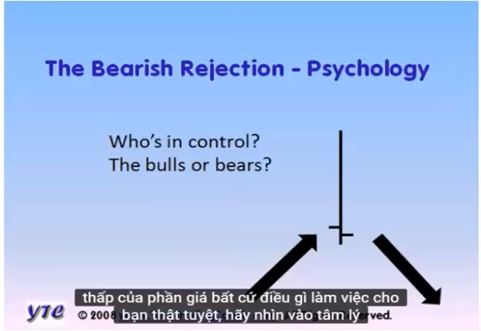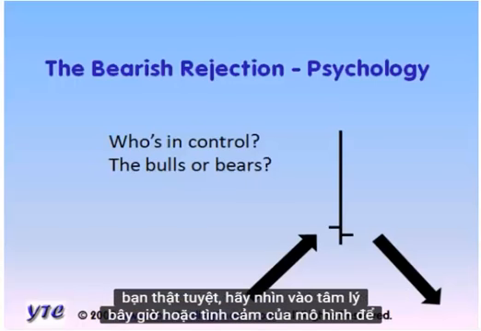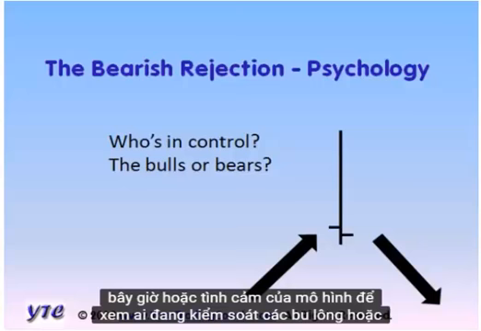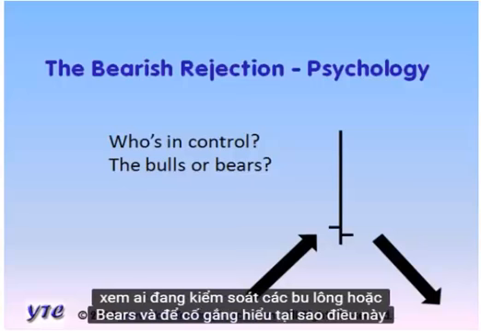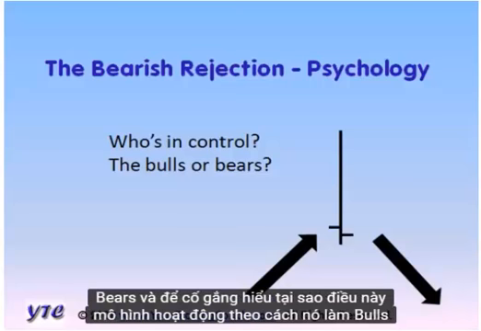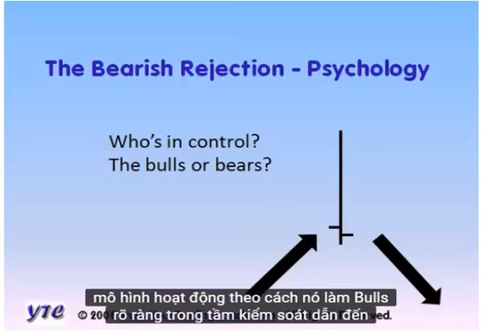Let's look at the psychology now, or the sentiment of the pattern, to see who's in control, the bulls or the bears, and to try to understand why this pattern works the way it does. The bulls are clearly in control leading up to the pattern.